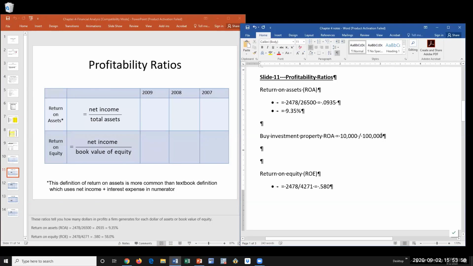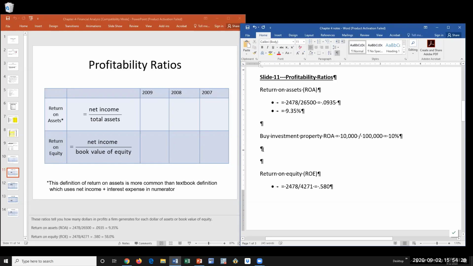This is what the house is worth that we buy. Obviously, this is not the Bay Area. Let's say we're somewhere in North Dakota. And here is the net income that we get from owning that property, right? So for this property, the return on assets is 10%.